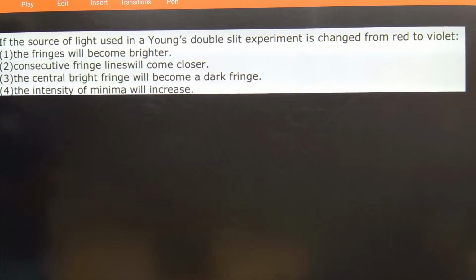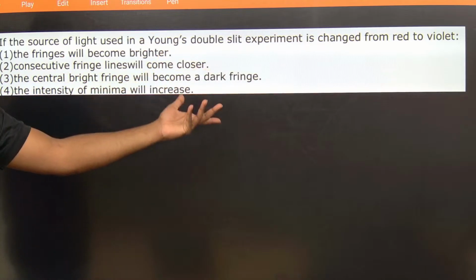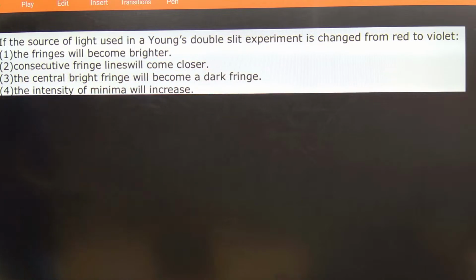If the source of light used in Young's double slit experiment is changed from red to violet, the fringes will become brighter, consecutive fringe lines will come closer, the central bright fringe will become a dark fringe, or the intensity of minima will increase. So the direct answer, by reading, is that consecutive fringe lines will come closer. The formula will be lambda equals beta capital D by small d.